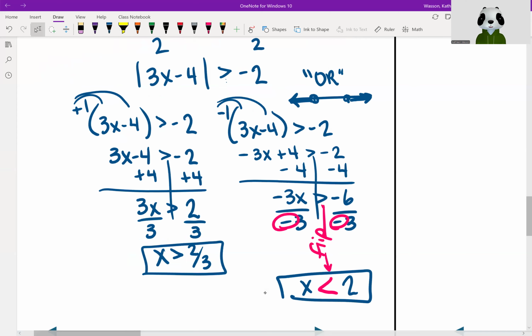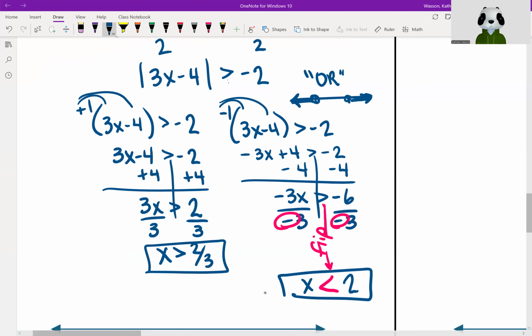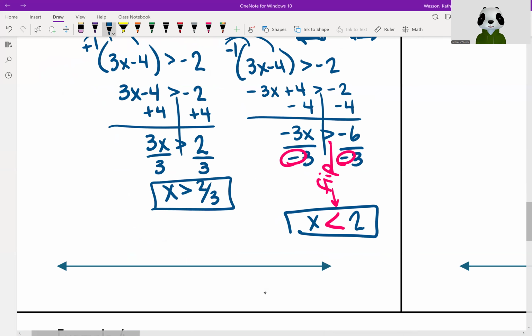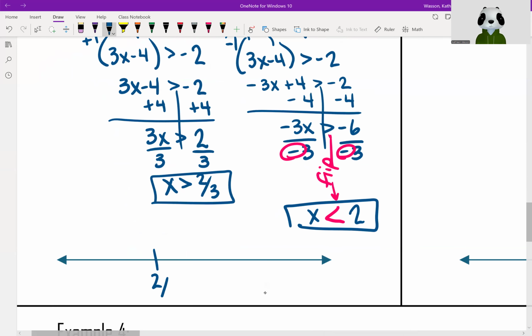When I graph my solutions, I should expect to see that these graph away from each other. And what I have here is 2/3 and 2. I have open circles because my inequality symbols do not have an equals with them. They're only greater and less. I have everything greater than 2/3 and everything less than 2. This is the whole number line.